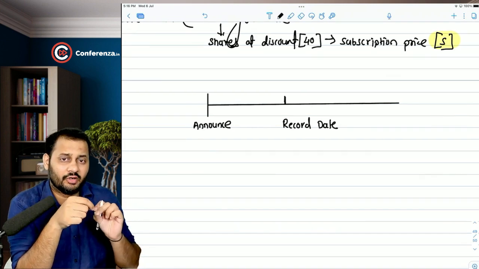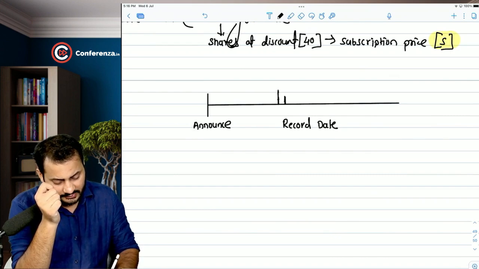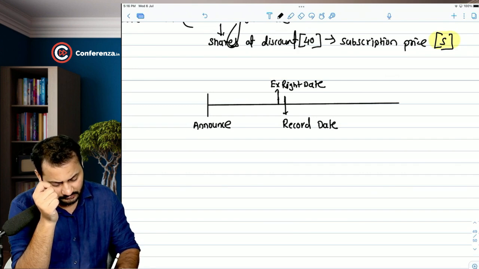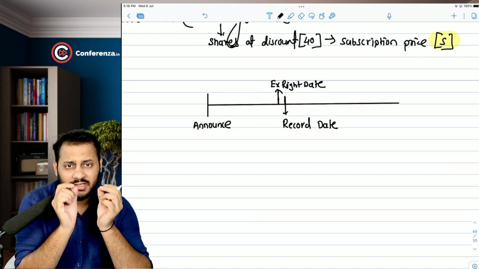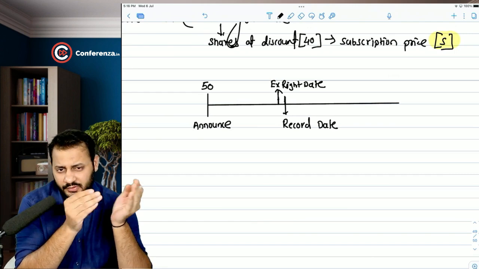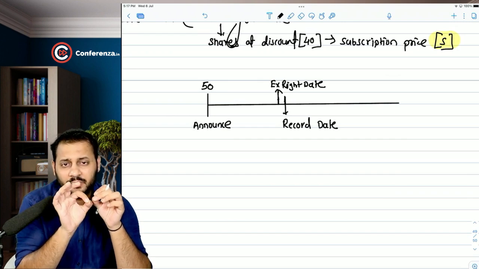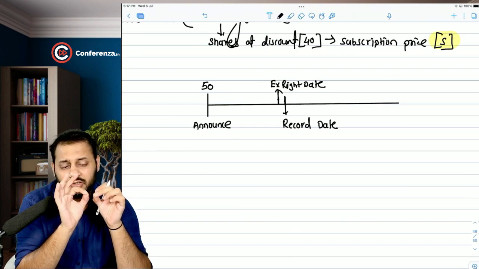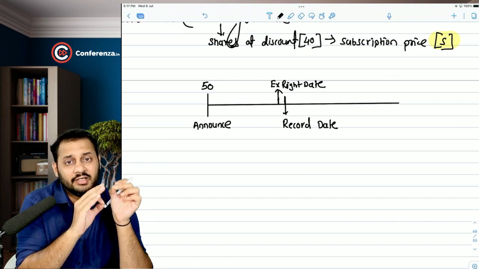Just a day before the record date, there is a date called the ex-rights date. What does that mean? It means that the market price of the share at present is 50, right? It is going to go up till that ex-rights date. And after that ex-rights date, the share will trade at the ex-rights market price.